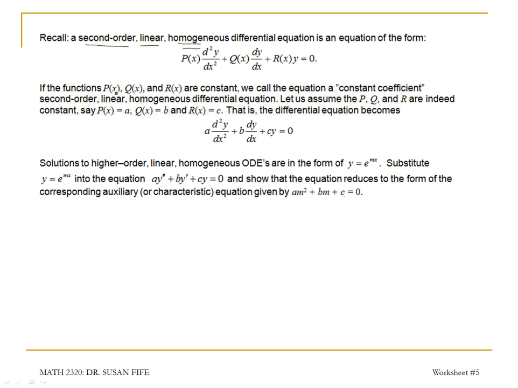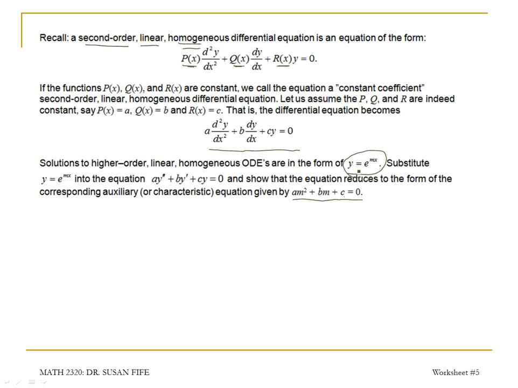So if p of x, q of x, and r of x, if each one of these coefficients is a constant and not a function of x, then we have this equation down here where a, b, and c are just some numbers. And these are the simplest types of second order linear ODEs to solve. We can solve these by making a substitution, y equals e to the mx, and the equation will reduce to what's called an auxiliary or characteristic equation here.